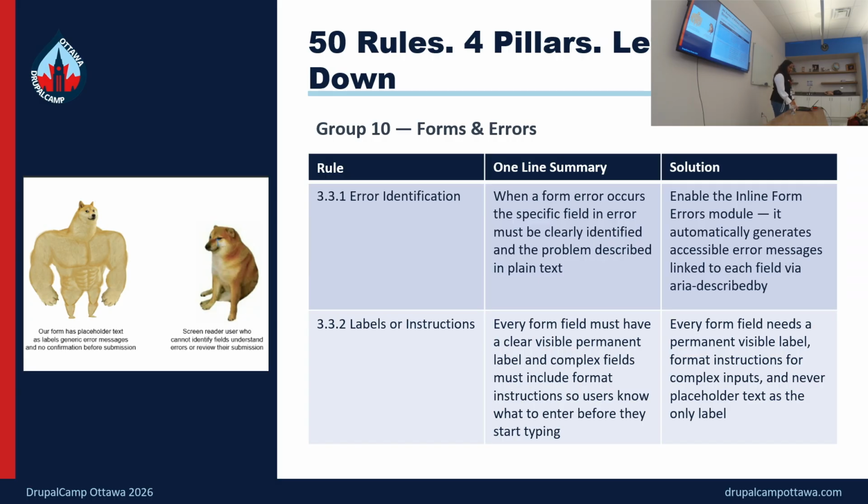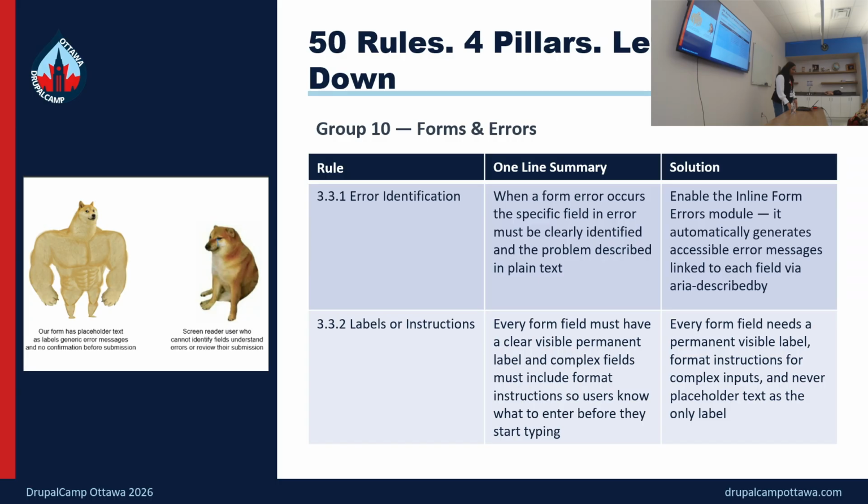and gets linked to each field by aria-describedby. Moving on to the next one, that is 3.3.2, labels or instructions. Every form field must have clear, visible, permanent labels, and complex fields must include formats and instructions, so users know what to enter before they start typing. Solution again: every form field needs a permanent visible label. Common scenario of this is if you have any search bar at the top of the page and you just try to use a placeholder as a label, so that's a failure. You need to write a proper text or label at the top of the search bar so that it's always visible for the end user.